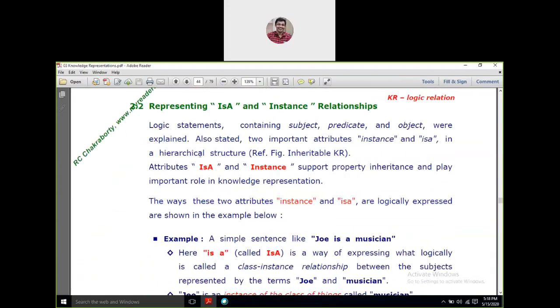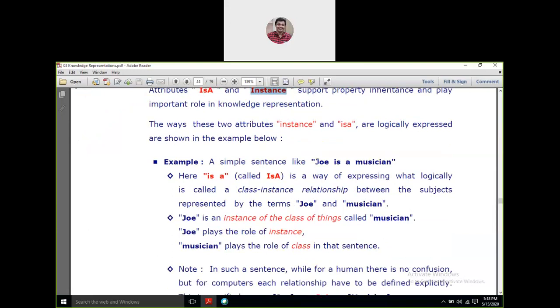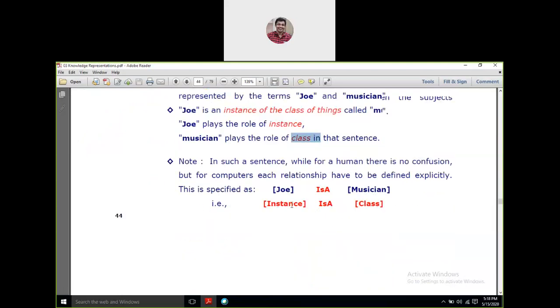Here, how an instance relationship is written in front of a simple proposition, that means Joe is a musician. Then under those cases, the instance of a class or a thing, we call it as a musician, and Joe is an instance and musician is a class. This is a very simple example. You can see it here too, right?